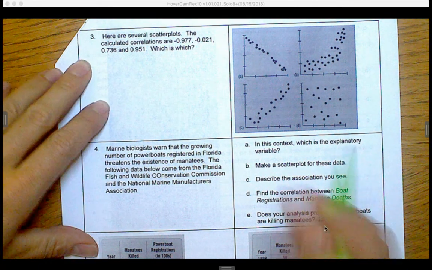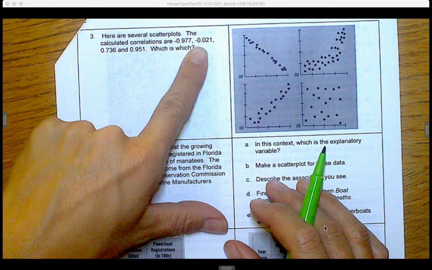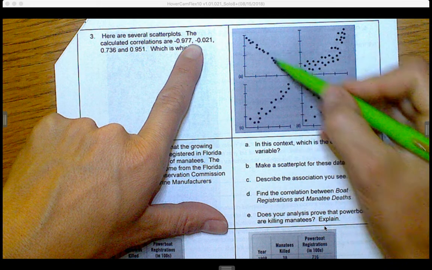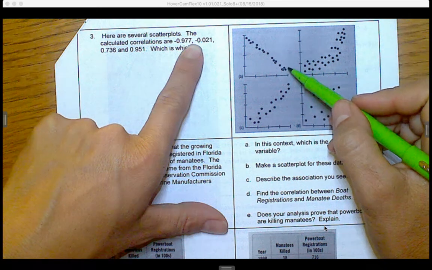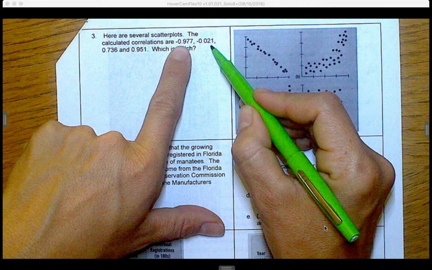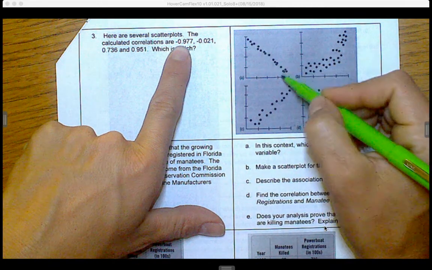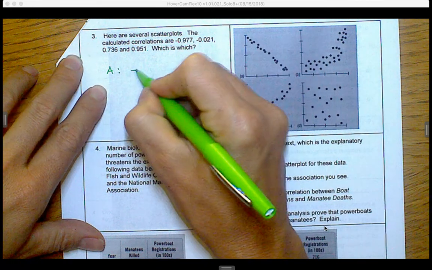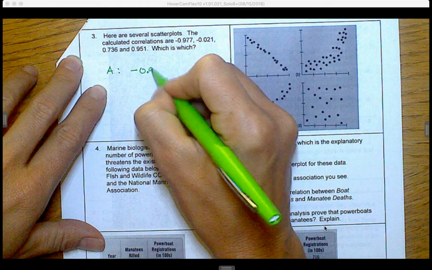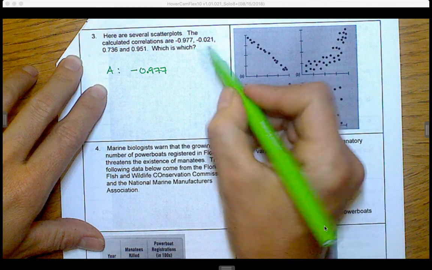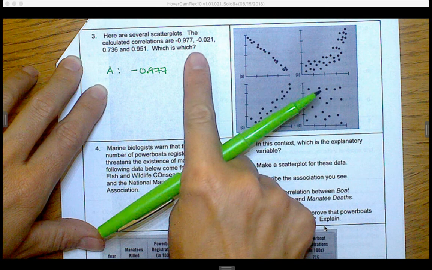When I'm looking, I see 2 negative correlation coefficients. I see for sure 1 trending downhill. Out of these 2, this is very strong. This is very, very weak. So I'm going to say that part A is the negative 0.977.